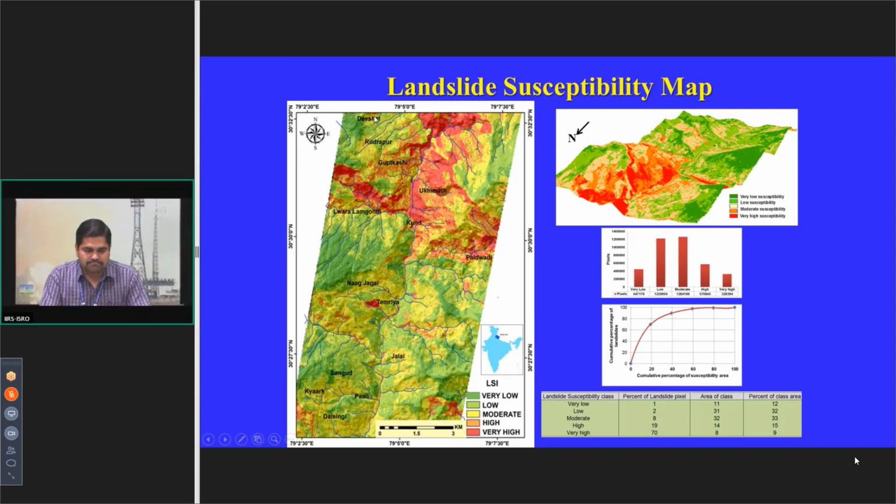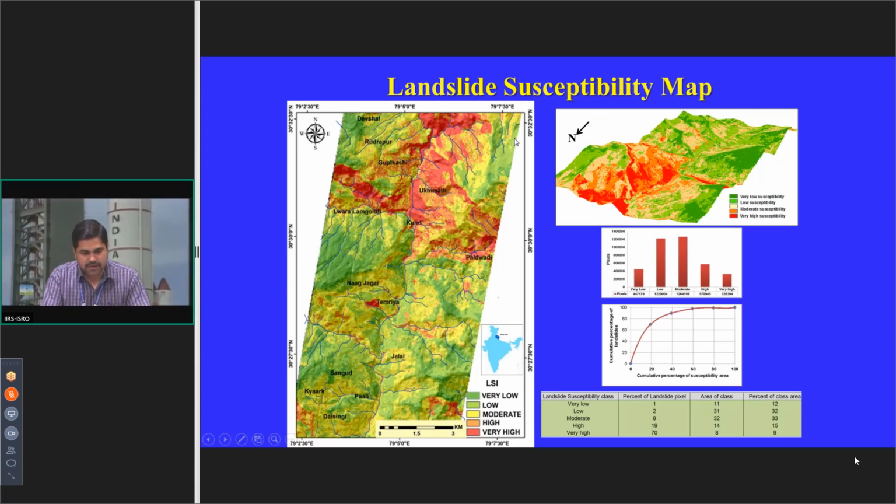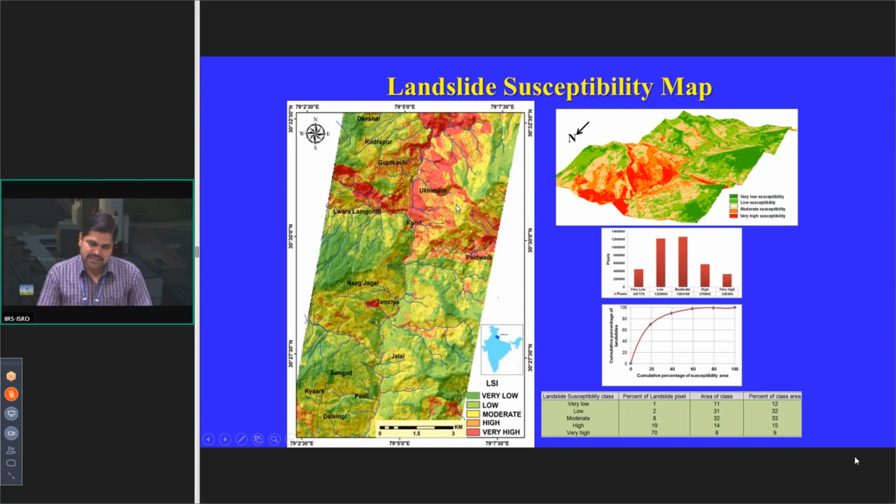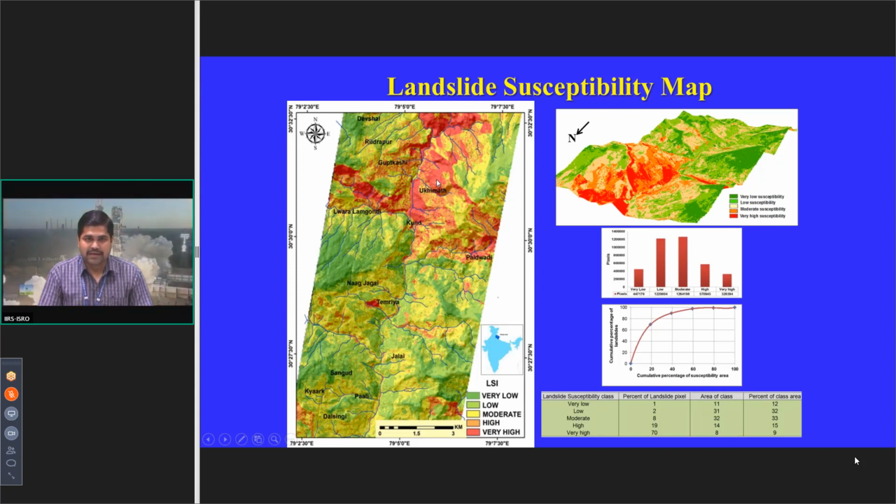Now, if I put all the factor maps together, the landslide susceptibility map will look something like this. The red zones, again, I have classified into five classes. Very high zones are these. You can remember a few slides back, we showed that in Ukhimath town there were many landslides. Please see Ukhimath town, this slope is coming under the very high zone. So there is a kind of validation.